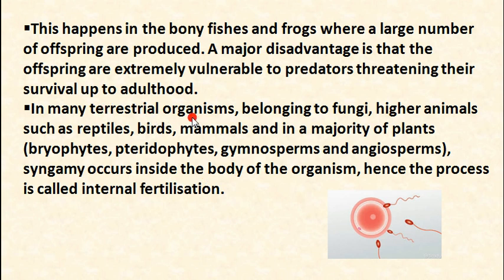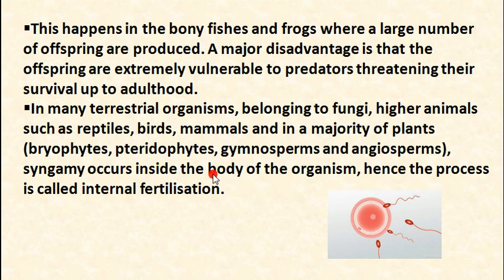Many terrestrial organisms, meaning organisms which are living on the land, not in the aquatic body, in the water. So terrestrial meaning live on the land. So belonging to fungi, higher animals, humans are also included in higher animals. Okay, reptiles, birds, mammals. So humans are mammals. In the majority of plants also, bryophytes, pteridophytes, gymnosperms, these terms you have already learned in our 11th science. Okay, so this is the classification of plants.